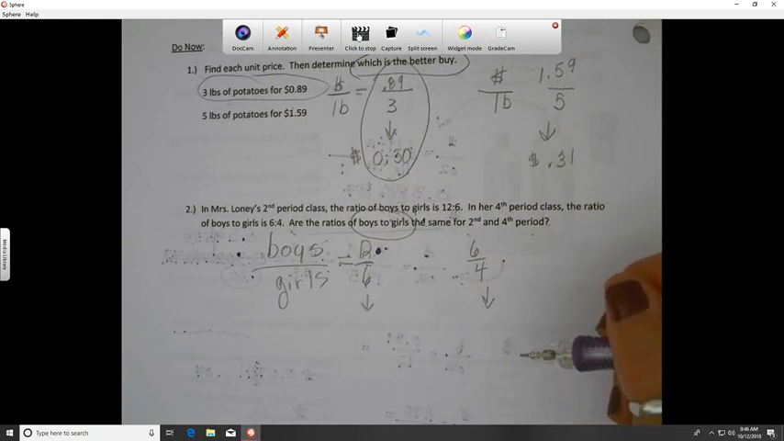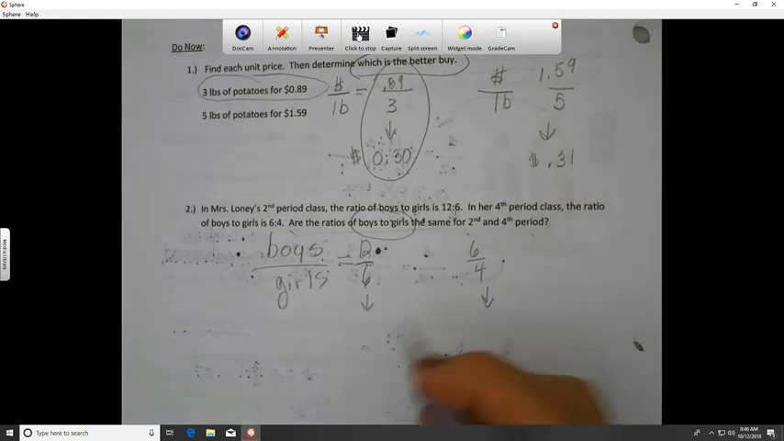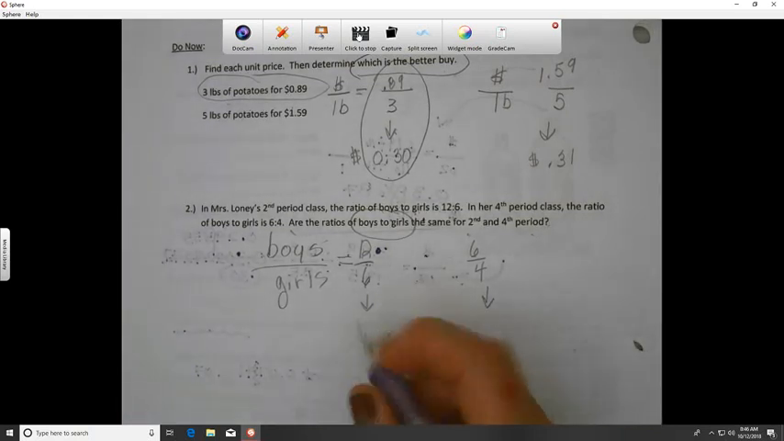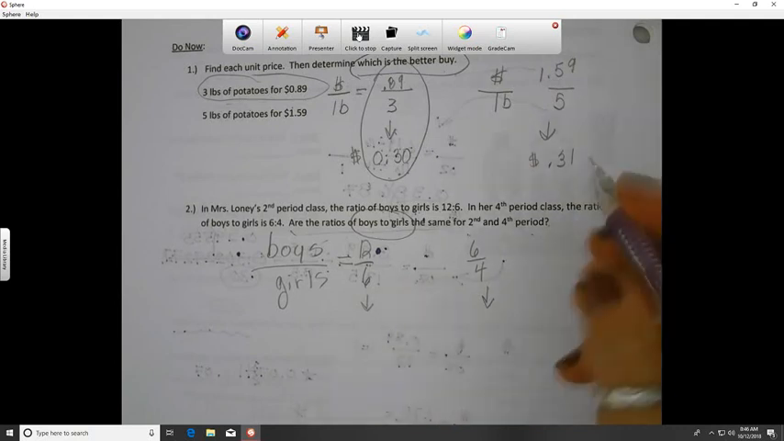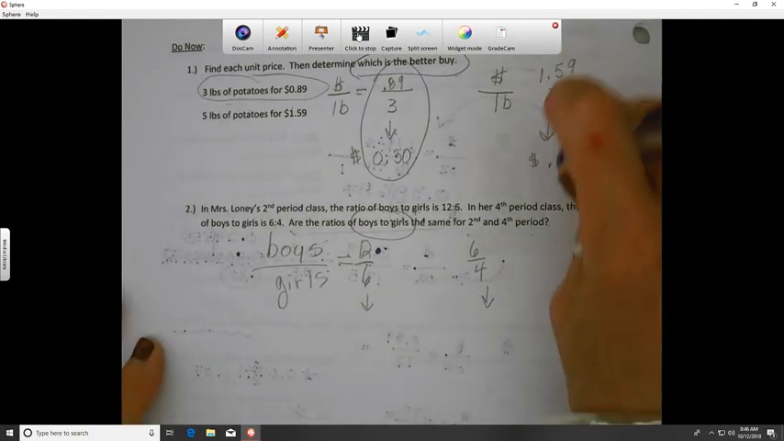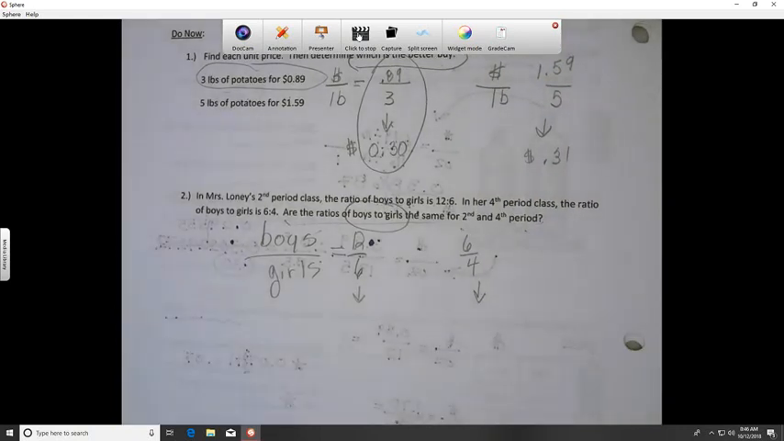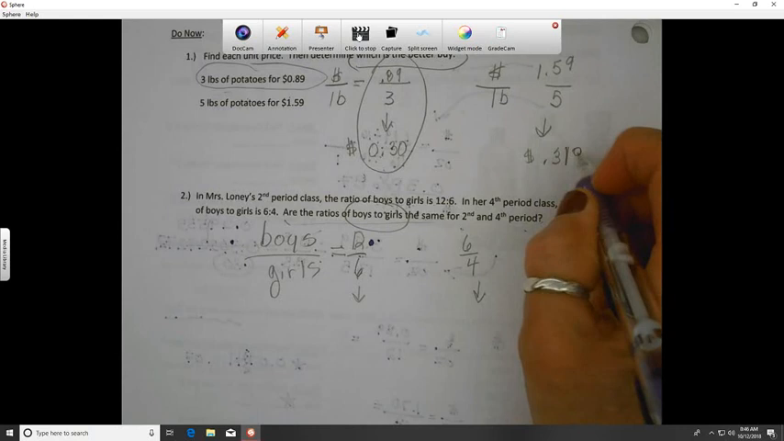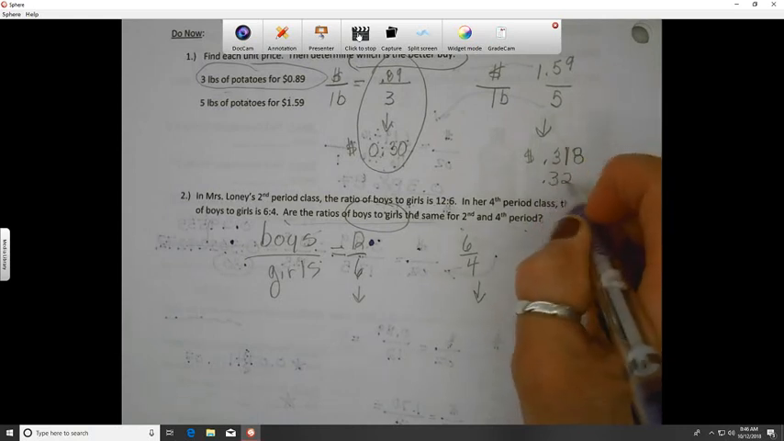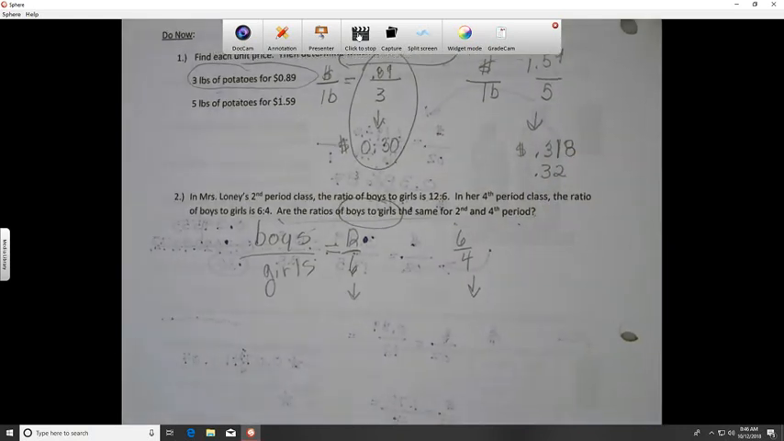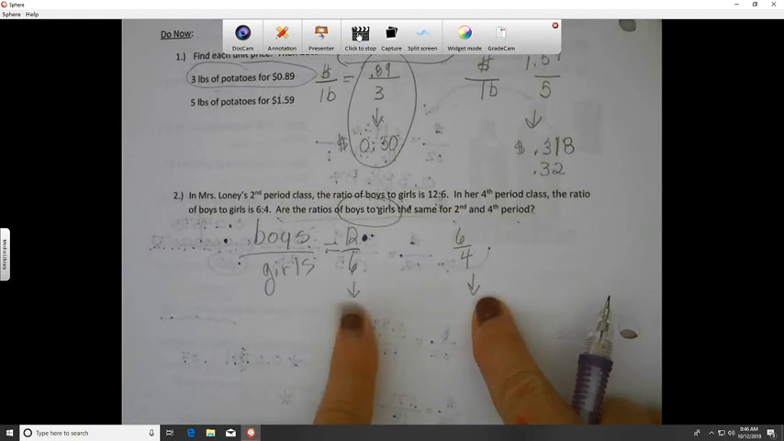Kathleen, what'd you get, honey? 0.31. And then it rounds up to 32, right? Wait, okay. 31.8, so it would round up to 32. Yeah, okay, sorry about that, thank you, honey. Nice job. Yeah, okay, so you simplified these, what'd you get for this one?